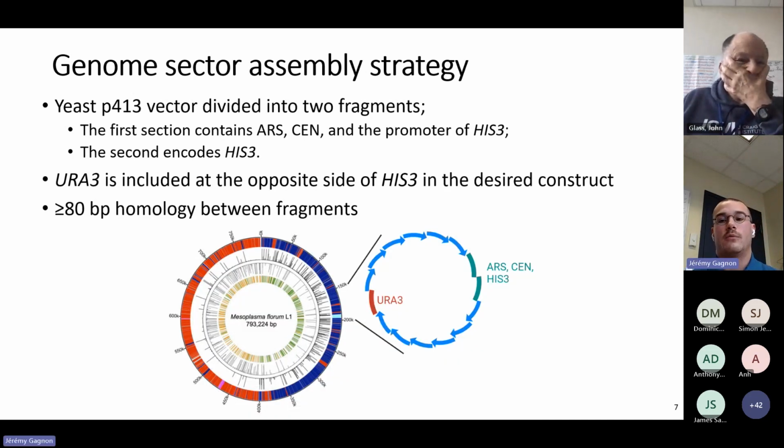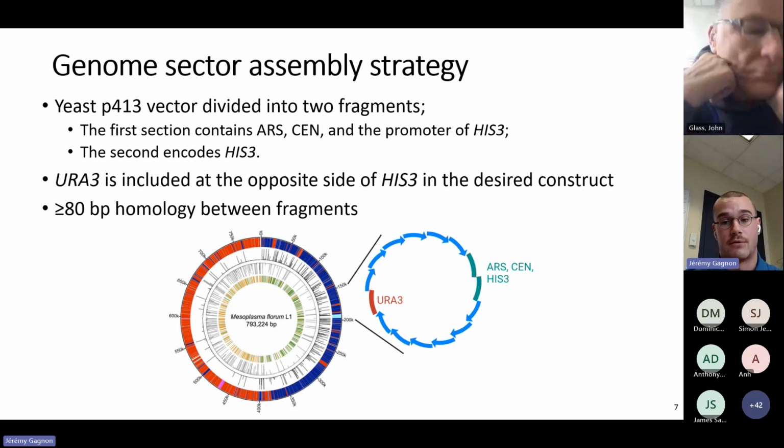To assemble the genome sectors in yeast, we need a vector to select the products. This vector is split into two fragments to reduce the chance of recircularization without the Mesoplasma florum genome section. The first vector fragment contains an ARS, for autonomously replicating sequence, a centromere, and the promoter of the HIS3 gene. The second part contains the HIS3 coding region, and another auxotrophy marker, URA3, is located at the opposite end of the construct. And each side of the vector and URA3 has 80 base pairs of homology with the adjacent fragment.